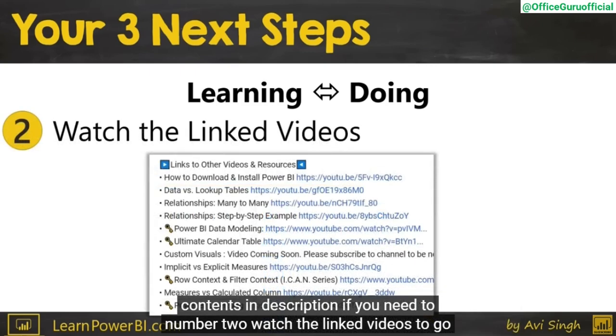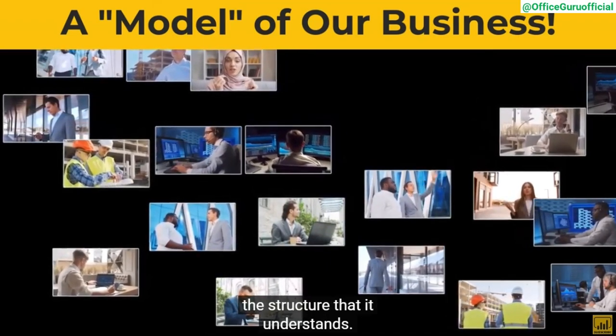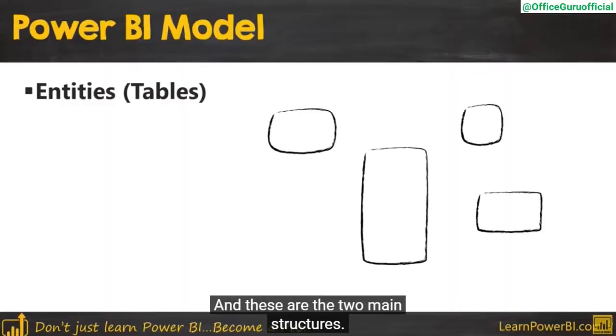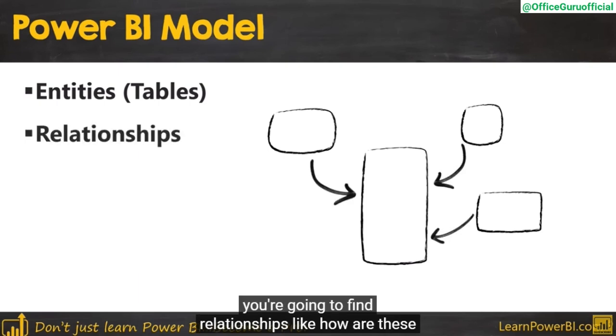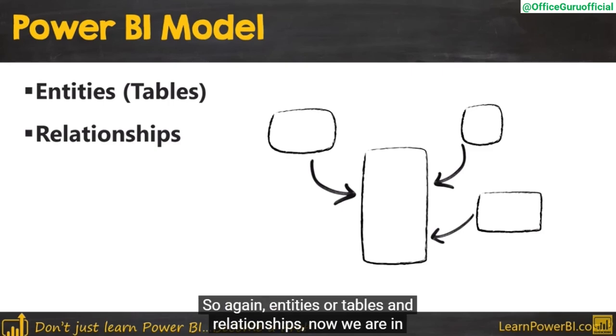Number two, watch the linked videos. The real world, into the structure that it understands. And these are the two main structures. So in a model, you're going to find entities or tables, and you're going to find relationships. Like, how are these entities related to each other? So again, entities or tables and relationships.